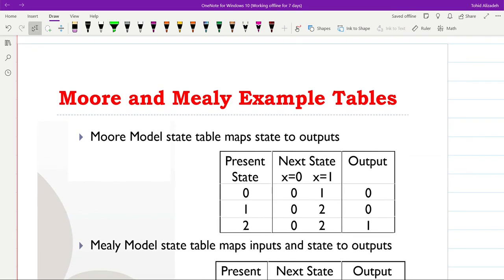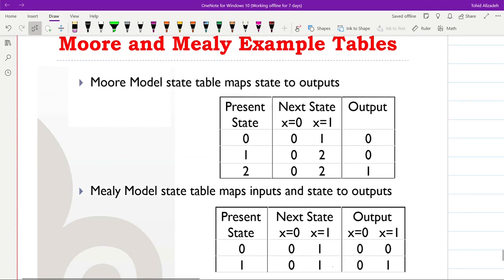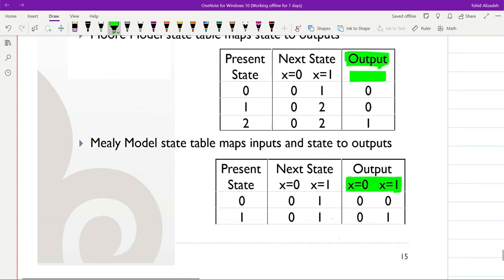For the Mealy and Moore models, the state tables could also be different. For the Moore model, the output will be only a function of the state, so we don't have the inputs listed here. But for the Mealy one, the output will be a function of the input as well, so we have the input shown in the table as well.